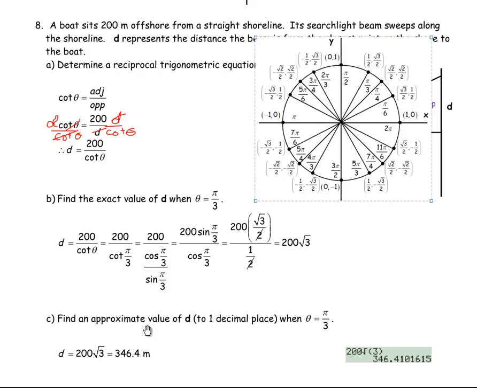To find the approximate value for D to 1 decimal place when the angle is pi over 3, we just evaluate 200 times the root of 3. There's my calculation in the calculator. And so it would be 346.4. So that would be the distance.